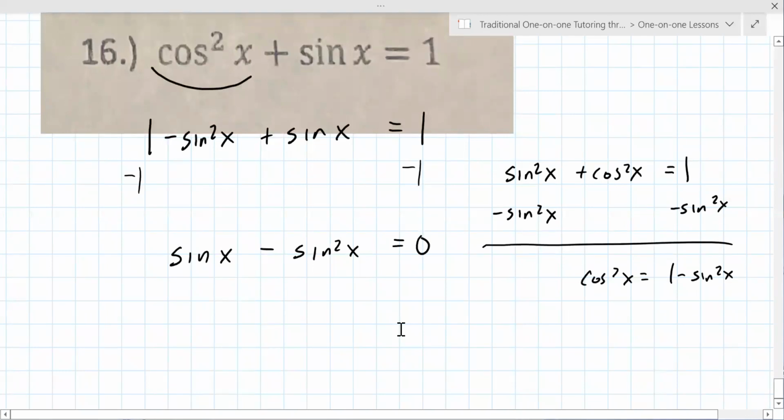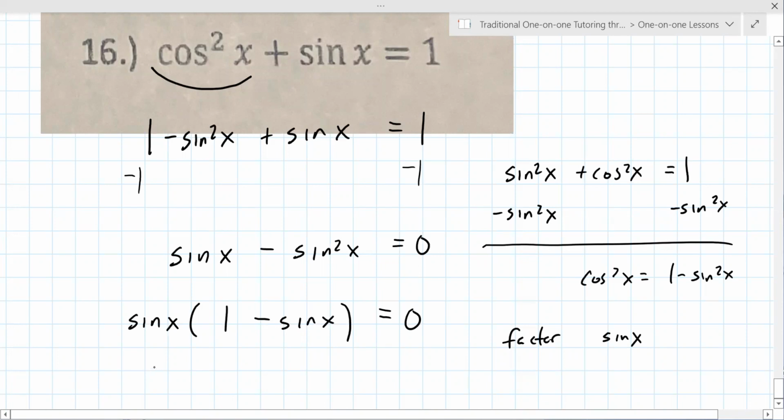All right, now if you're not sure what to do from here, you will factor. They both have a sine x, so you factor out a sine x and you get sine x times (1 minus sine x) equals 0.